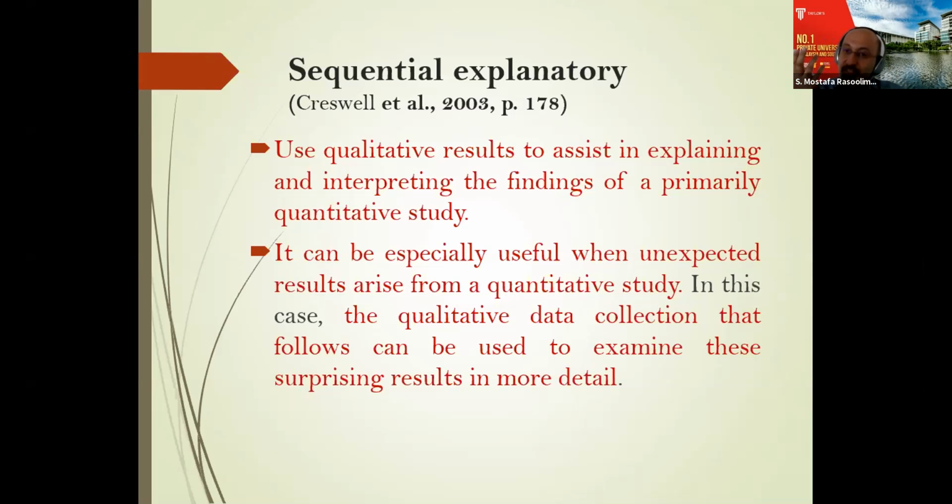And interpretation for this type of research, for this type of design, always happens in the discussion part. So in the discussion part, when you report the result of quantitative, you can use the result of qualitative to interpret and justify why you could not get a significant result for the effect of this variable on satisfaction. This is the reason.